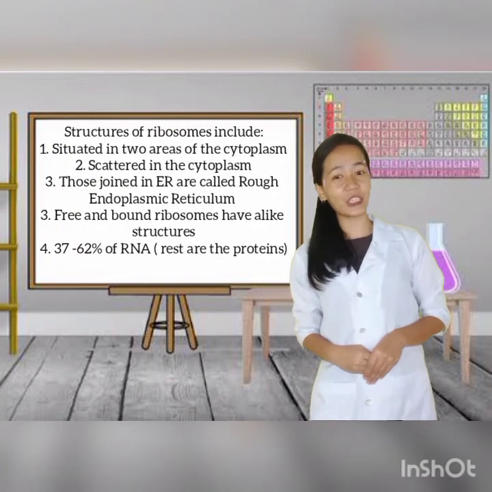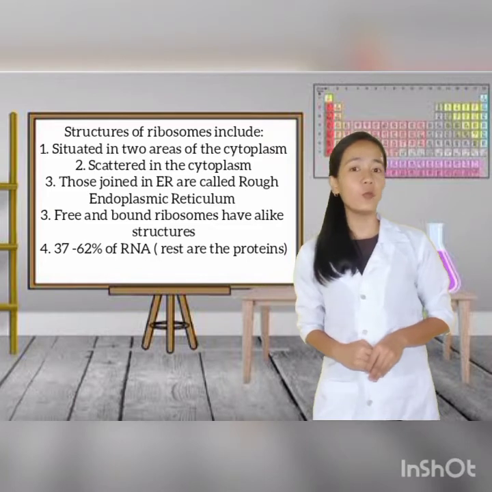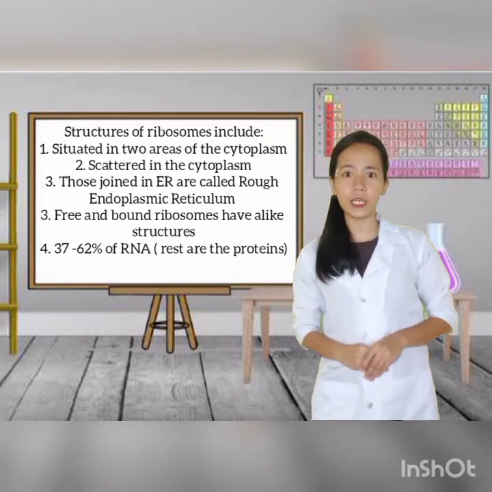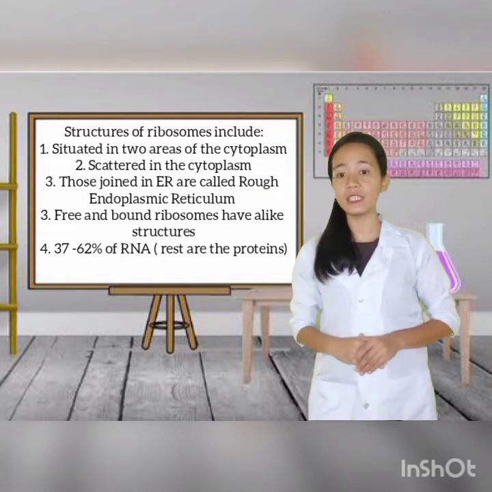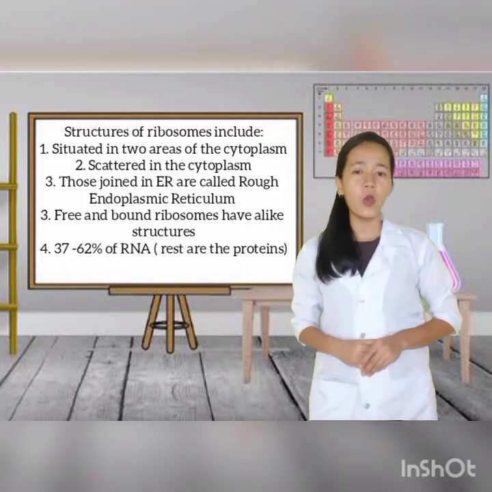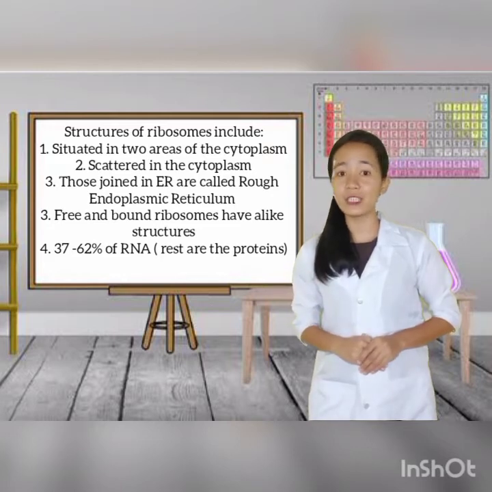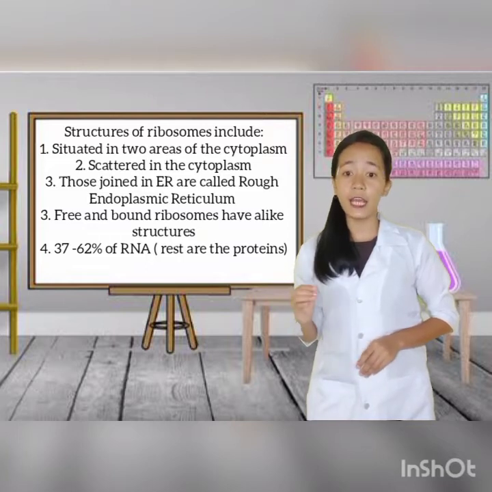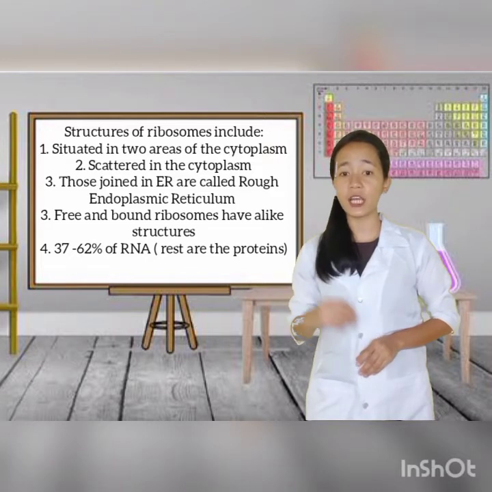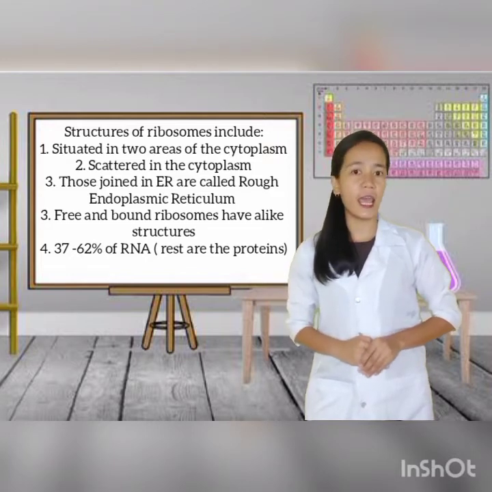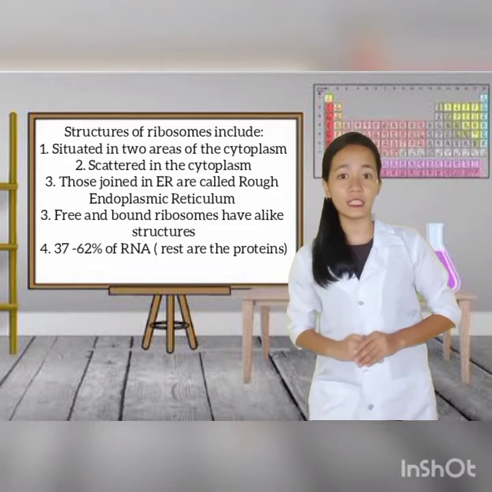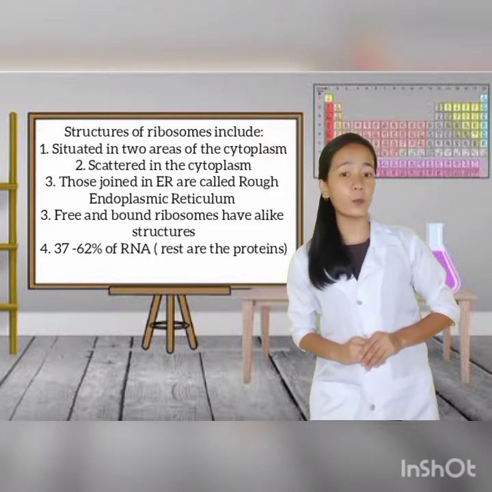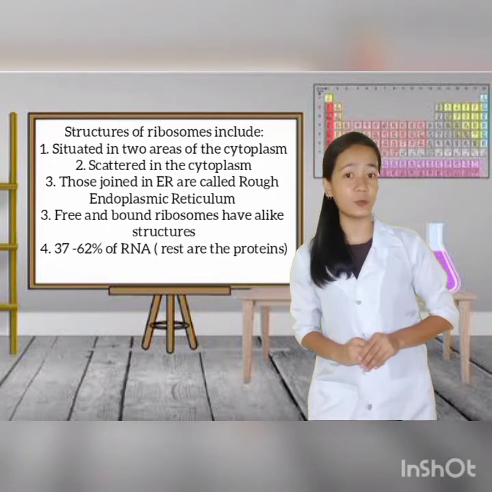In addition, with regard to the structures of the ribosome, they are situated in two areas of the cytoplasm: scattered in the cytoplasm, and a few are connected to the endoplasmic reticulum. Whenever joined to the endoplasmic reticulum, it is called the rough endoplasmic reticulum. Free and bound ribosomes are very much alike in structure and are associated with protein synthesis. And around 62% is RNA and the rest is proteins.